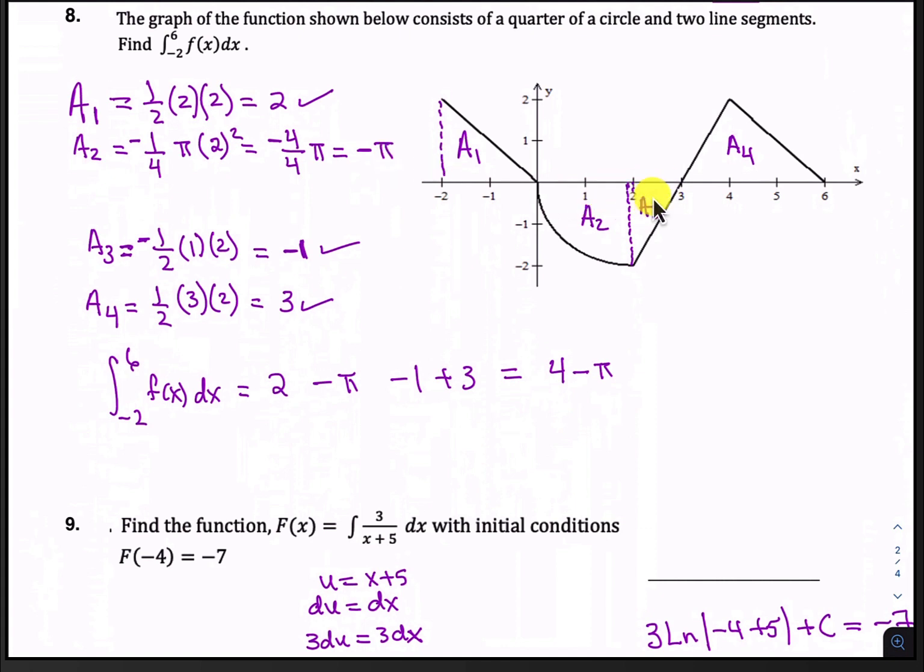Area number 3 is a triangle. It's below the x-axis, so we consider it as being negative. The base is 1, and the height is 2, so that's negative 1/2 times 1 times 2, which is negative 1. Finally, area number 4 is also a triangle. Its base is 3, and its height is 2. So that's 1/2 of 3 times 2, which comes out to be 3. Now the net area is simply adding up these 4 different areas together. So that's 2 minus the pi minus the 1 plus the 3 comes out to be 4 minus pi.